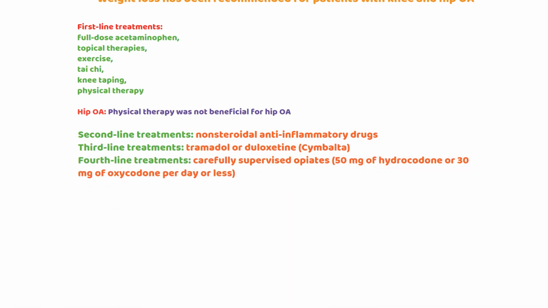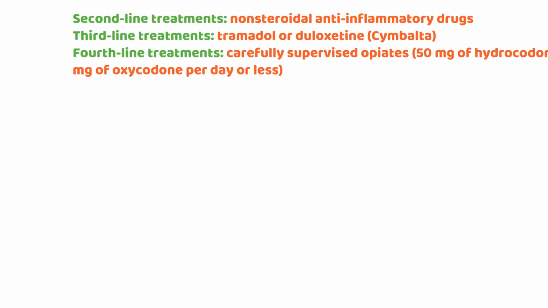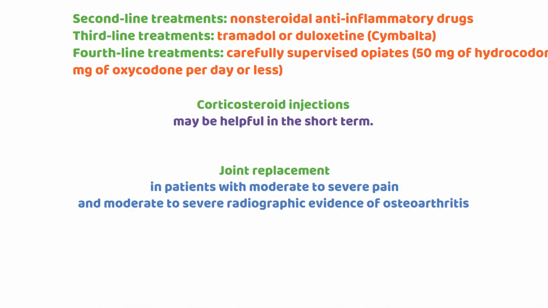Second line treatment is non-steroidal anti-inflammatory drugs. Third line is tramadol or duloxetine. Fourth line treatment is opiates that need careful supervision, in the form of 50 milligrams of hydrocodone or 30 milligrams of oxycodone per day or less. Regarding corticosteroid injection, it may be helpful in the short-term treatment. Joint replacement in patients with moderate to severe pain.